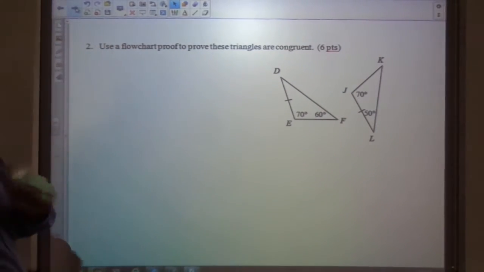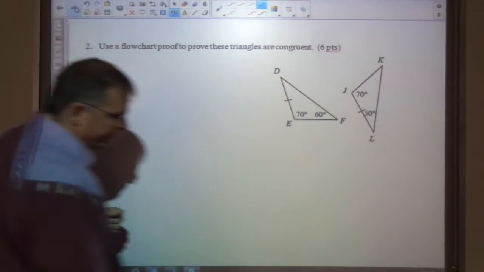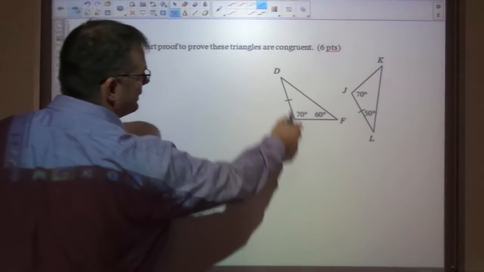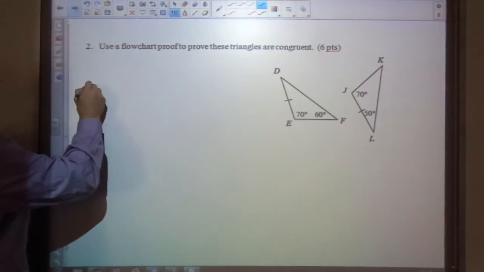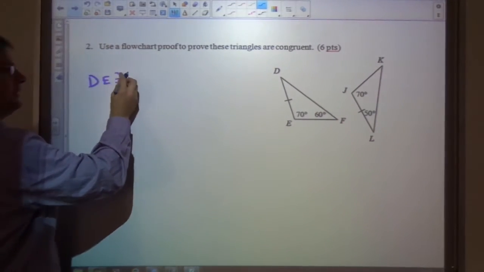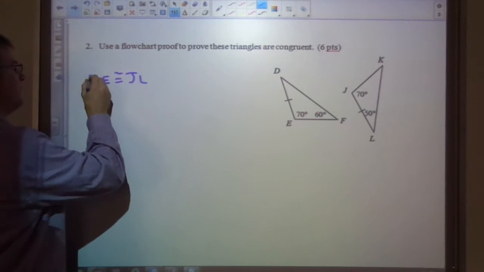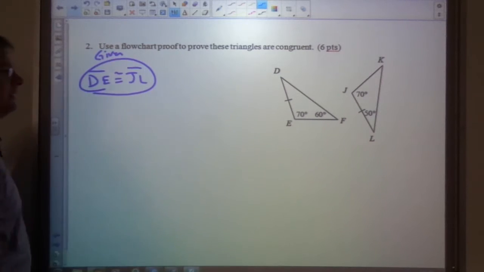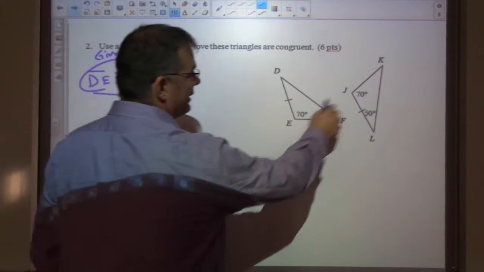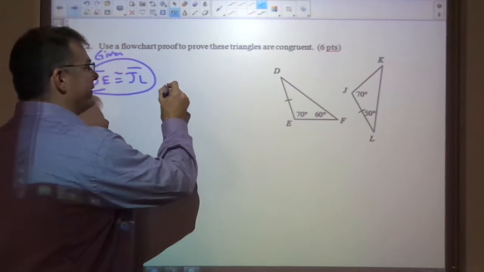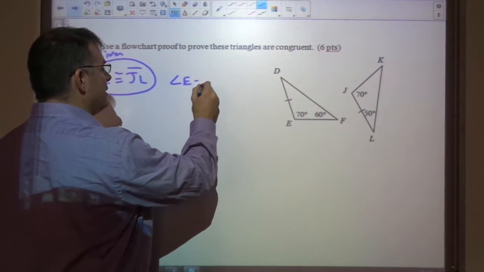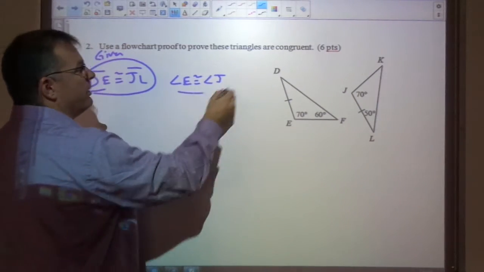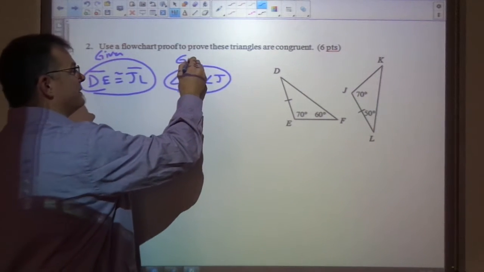Okay, this is a flowchart proof. The first thing we always do with flowcharts is we write our given information. So right now they tell us that this line DE is equal to line JL, and that is given. They also tell us that this angle is 70 and that angle is 70. So angle E is congruent to angle J. I can use just one letter because there's only one possible angle for that, and that is given.